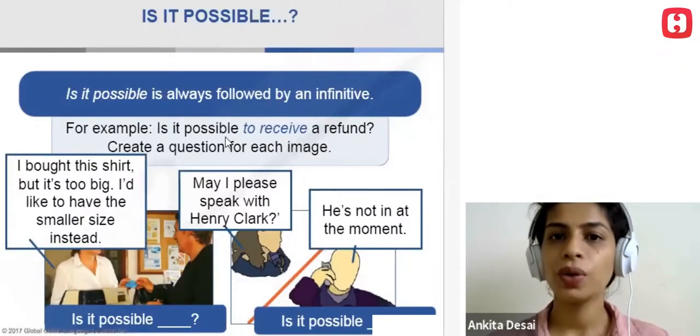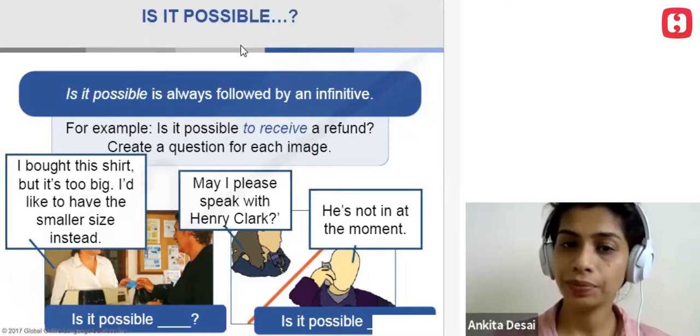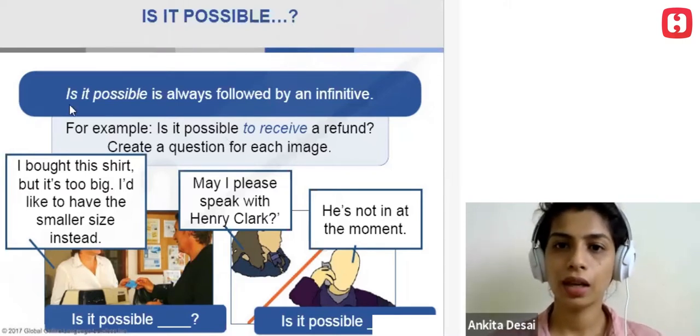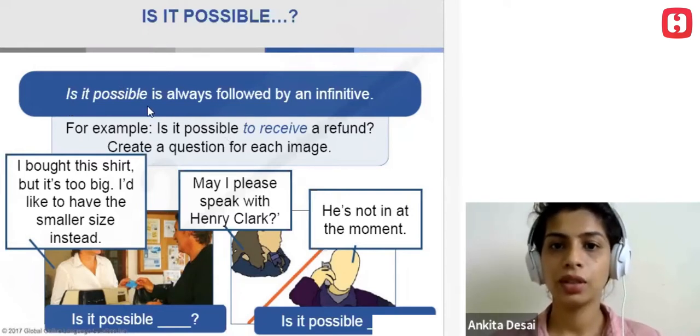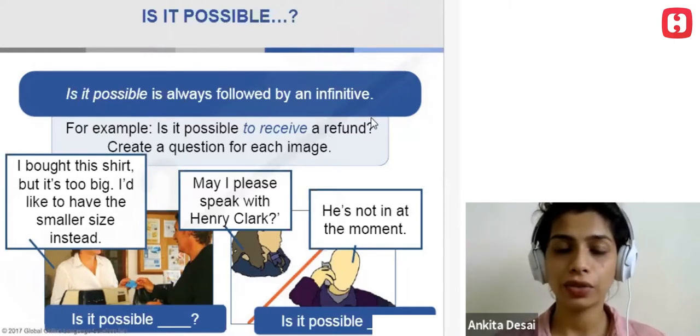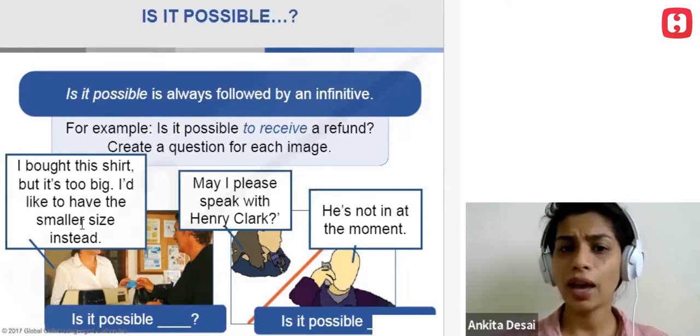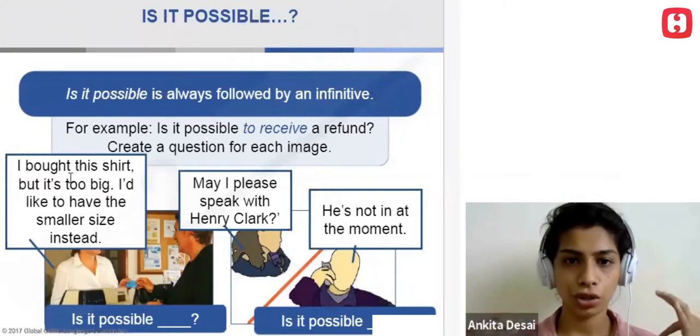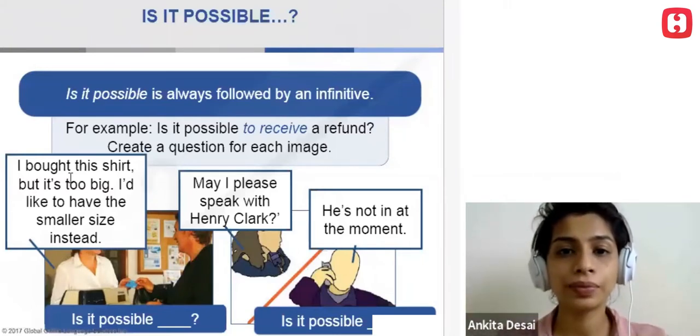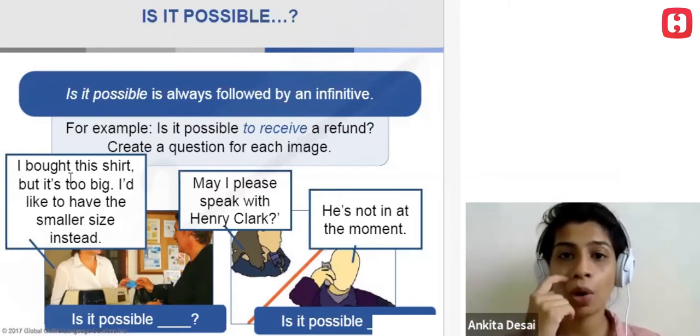You can also use is it possible. And how will you use that? You will say, is it possible to receive something? So is it possible to receive a refund? Is it possible is always followed by an infinitive. I bought this shirt, but it's too big. I'd like to have the smaller size instead.